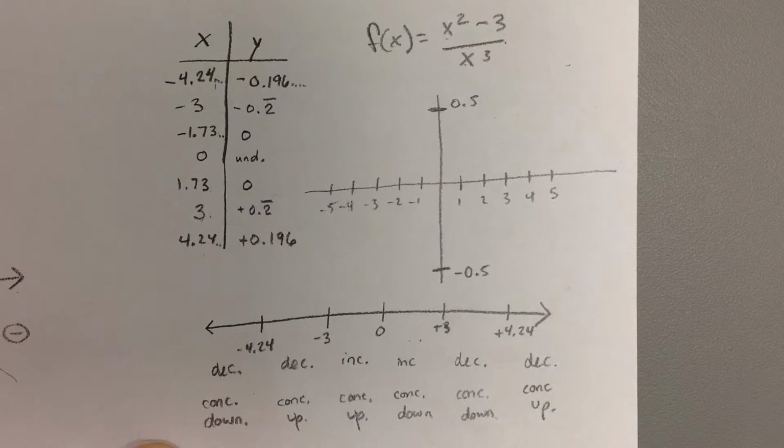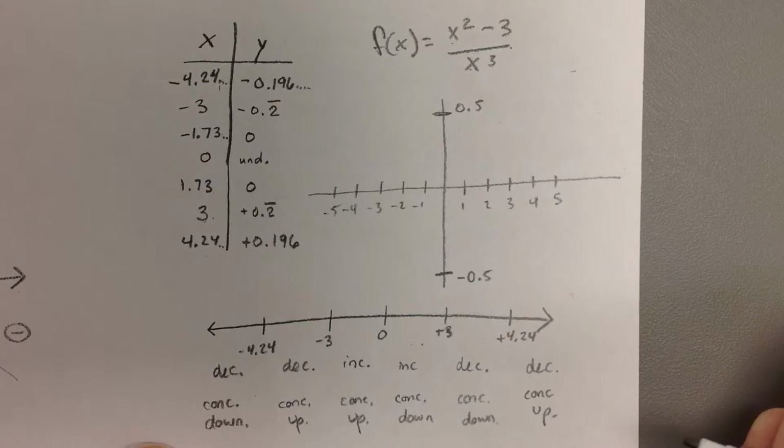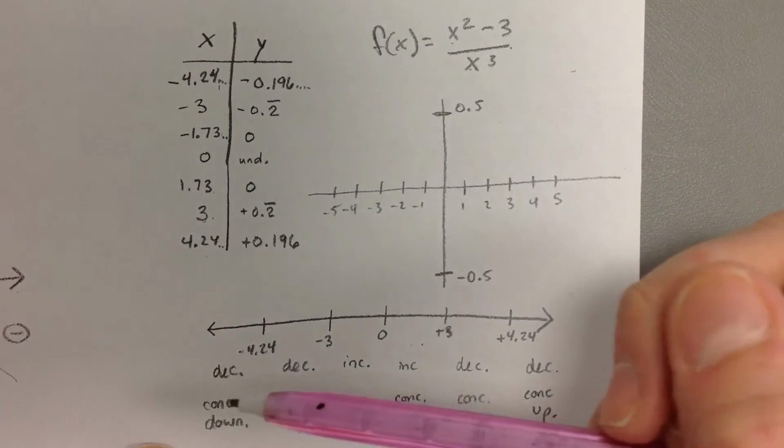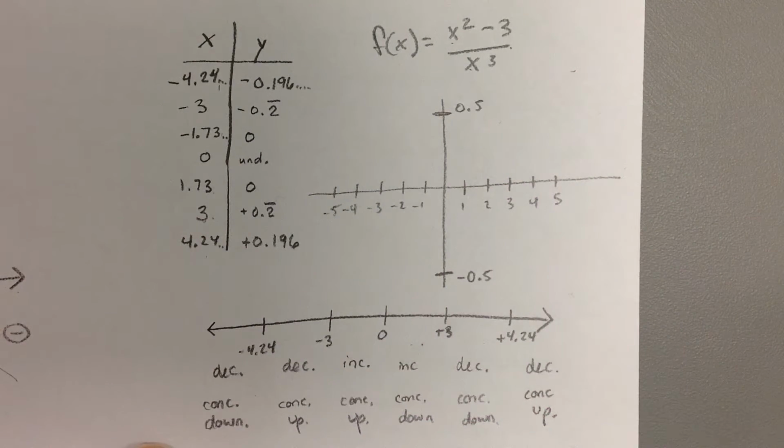Just because my y values are so small. Okay, so now I'm going to plot these key points on my graph and then use this information to connect all of them. So I know when I'm curving up, when I'm curving down, should I be increasing, should I be decreasing? What's going on here?